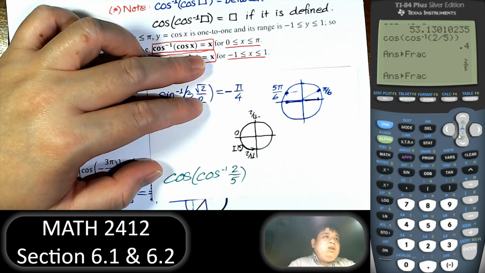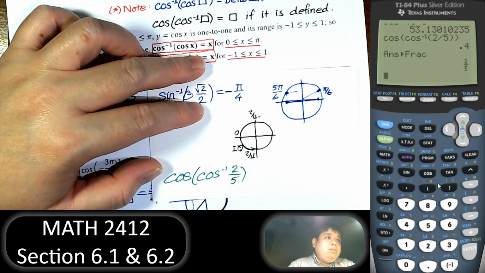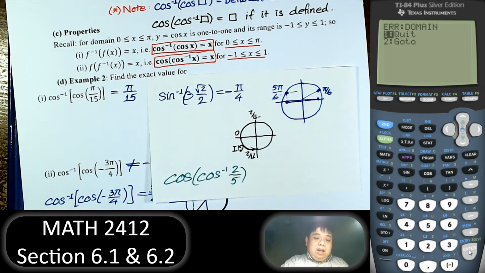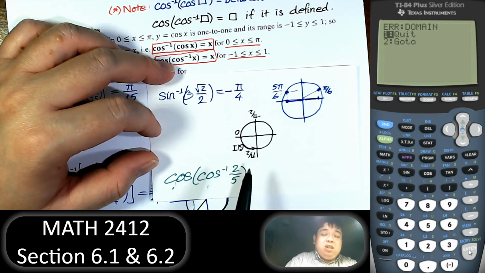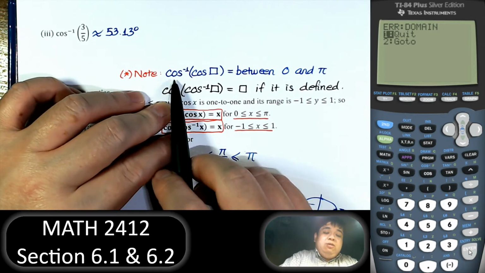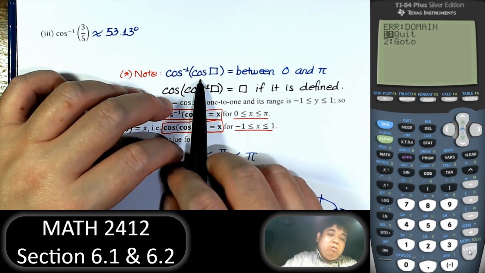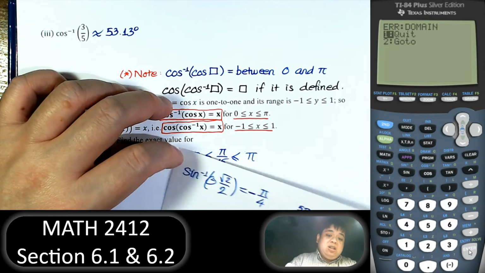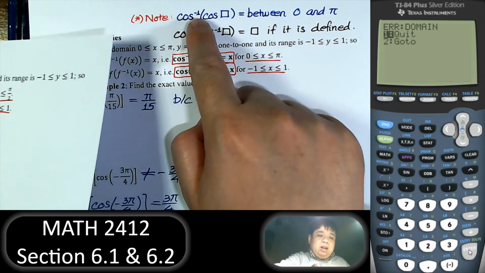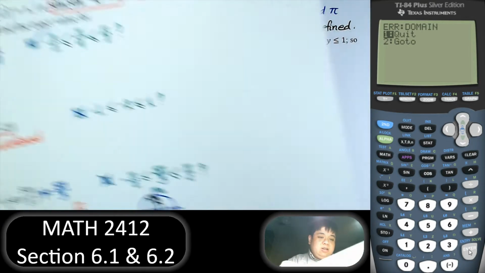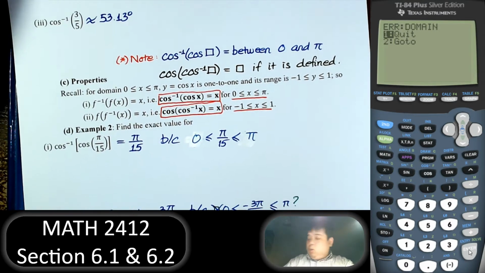Now, if it is not defined, when we have something like cosine inverse of 2, it's undefined. The cosine will cancel out the cosine inverse if it is defined. The cosine inverse and cosine may not cancel out. Cosine is always defined though, but we know the answer has to be between 0 and pi. So try to draw the comparison of this sine inverse with the cosine inverse.